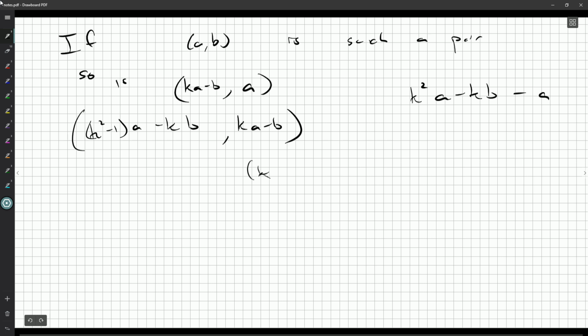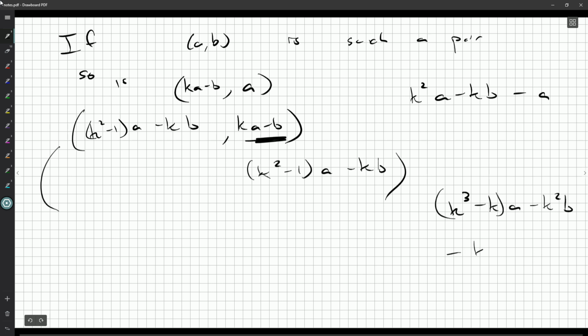And then we get this one. I'll do one more, but I'm not seeing any pattern, so maybe I'll have to leave it for you guys. So multiply by k again, you'll get k cubed minus ka minus k squared b minus the other solution. We'll get k cubed minus 2ka minus k squared minus 1 b. I'm definitely noticing some numbers. There's k squared minus 1. Now there's a k cubed minus 2k.